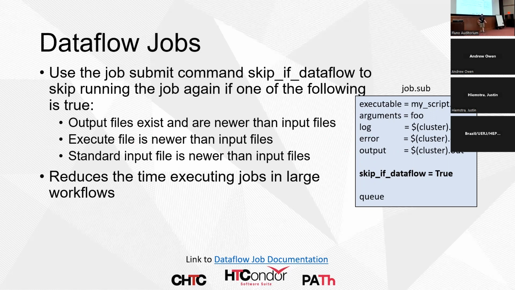We have a couple states that basically determine if a job is a data flow job. If the output files exist and they're newer than your input files, it's a data flow job. We don't need to rerun this. If the execute file is newer than the input files, apparently it's a data flow job and we can skip this. And then if the standard input is newer than the input files, it's also a data flow job.